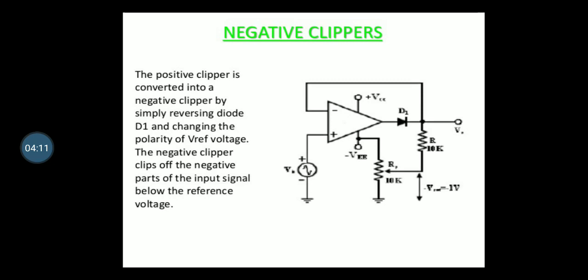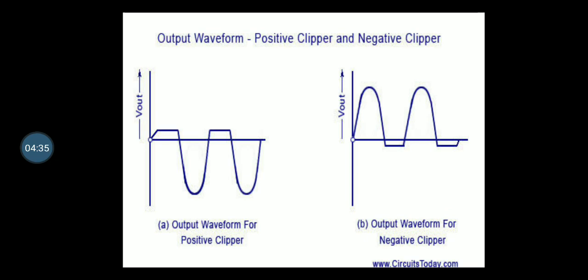Negative clippers. The positive clipper is converted into a negative clipper by simply reversing the diode and changing the polarity of the V reference voltage. The negative clipper clips off the negative part of the input signal below the reference voltage. So the diagram for the positive clipper and the negative clipper is as follows. This is the positive clipper, where the positive half cycle portion of the waveform is cut off, and this is the negative clipper, and here the negative half cycle is cut off.